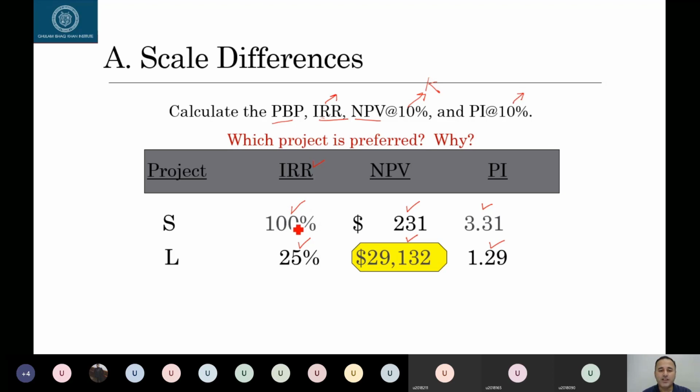So based on IRR, the smaller project is more lucrative because that one gives you 100% internal rate of return. But in terms of NPV, this one, because of its scale, adds $29,000 to the shareholders' wealth. So of course, based on the NPV, the larger project is more lucrative. Profitability index, again, 3.31 is larger than 1.29, so the smaller project looks more attractive because of the higher profitability index. So this simple example shows you limitations of some of the techniques. On one technique, we accept one project, and on the other technique, we accept another project.